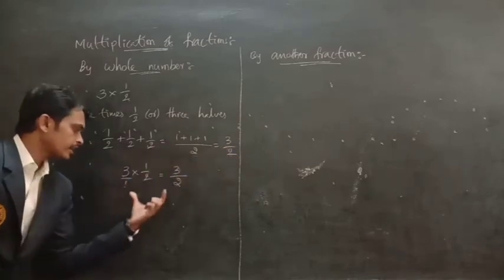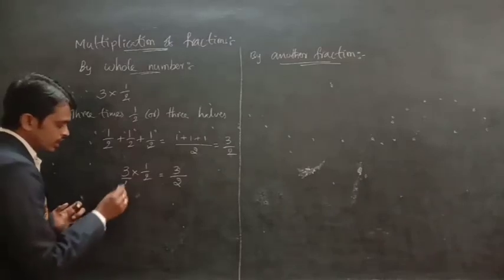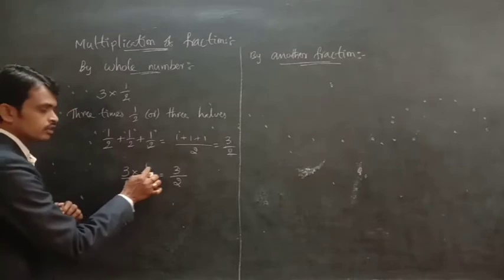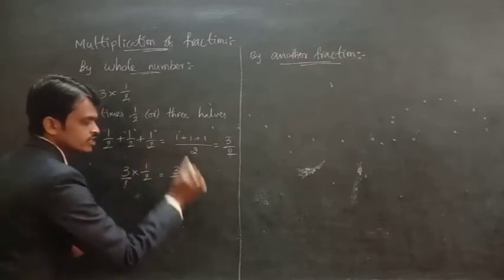So otherwise you can do like this also. 3 into 1 by 2. 3 is nothing but 3 by 1 we have. So 3 into 1 is 3, 1 into 2 is 2. So in both ways you will get the same answer.